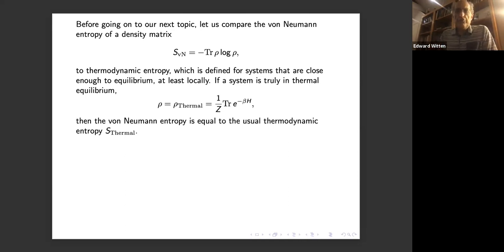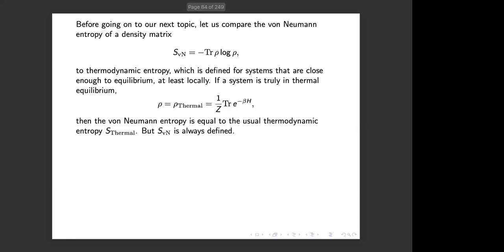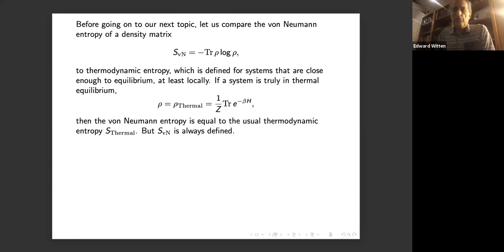If a system is truly in thermal equilibrium, that means its density matrix is a thermal density matrix. There should not be the trace here, sorry. Pretend I haven't written trace. The thermal density matrix is e to the minus beta H divided by a constant that's chosen so that the trace of rho is 1. So if rho is a thermal density matrix, then the von Neumann entropy equals the usual thermodynamic entropy. But the von Neumann entropy is always defined whether a system is in thermal equilibrium or not.